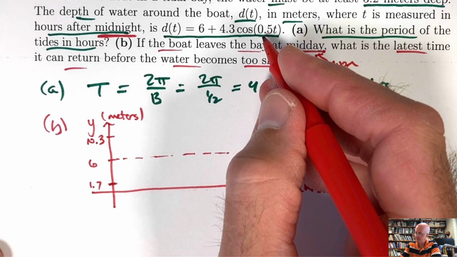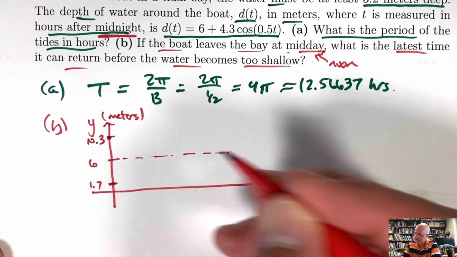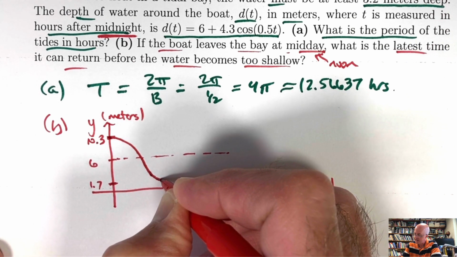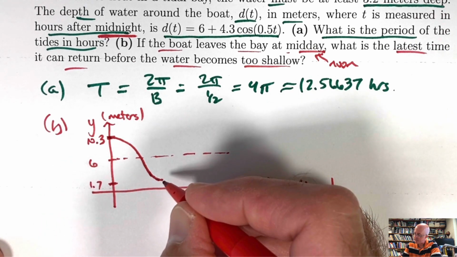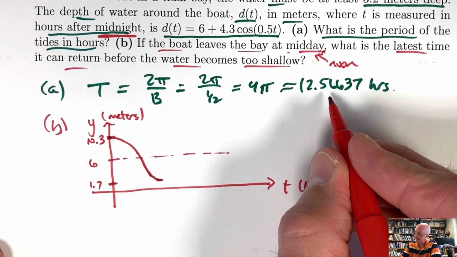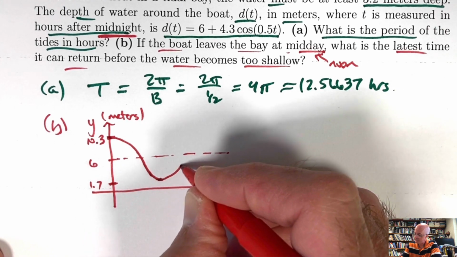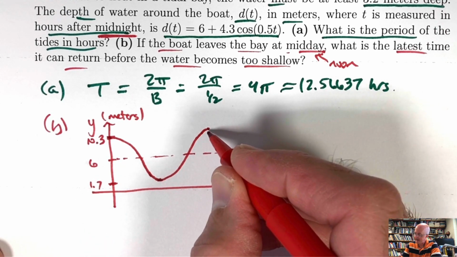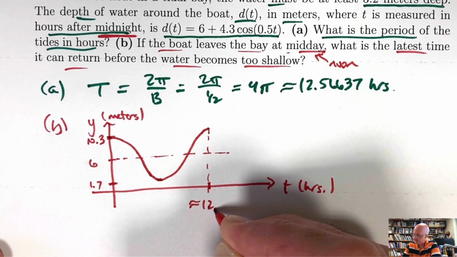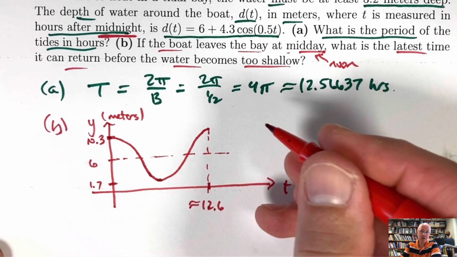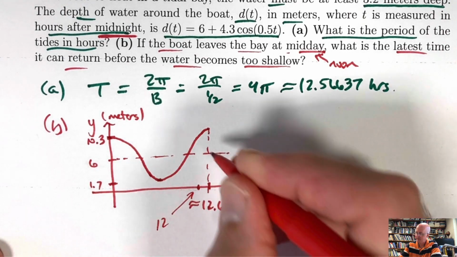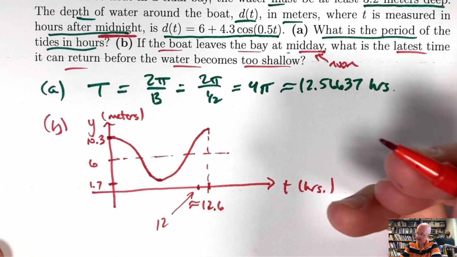It's a cosine graph. Starts out at its peak at midnight. It's going to go down. This would then be, careful here, the period is not 24 hours, not exactly 12 hours, a little over 12 hours. So when it comes back up to the peak again, that's about 12.6 hours. We are a little bit past noon. We're leaving at noon, which is 12. The tide is fairly high, so it's fine.